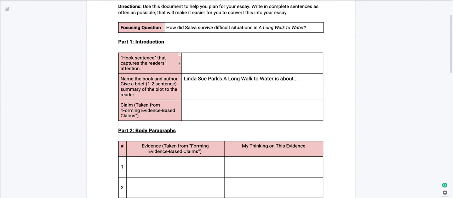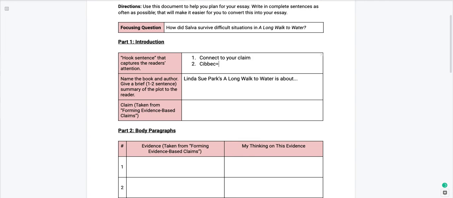Then we've got something difficult right here, the hook sentence. This is the sentence that captures the reader's attention and gets them interested in what's going on. There's a couple things you could do here. One, you could connect to your claim. So if your claim is about Salva relying on his family as motivation to keep going, maybe you could say something like, all of us rely on our families for support during difficult times. There's a hook sentence.